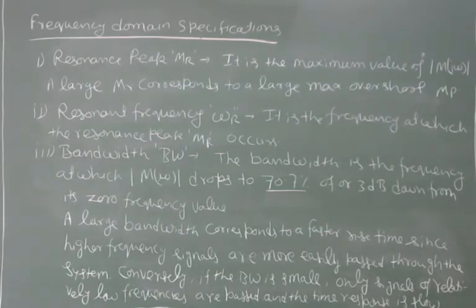So for large bandwidth, rise time is small, and for small bandwidth, rise time is very high. And small rise time makes the time response faster, and the large rise time makes the time response slower, right?